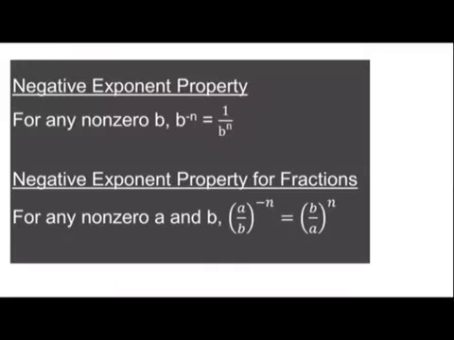All right, to start off, here's your properties. The first one is the negative exponent property for any non-zero b, so b is anything but 0. This is the property, b to the negative n equals 1 over b to the n. Then, for the negative exponent property for fractions, for any non-zero a and b, a over b to the negative nth power equals b over a to the nth power.